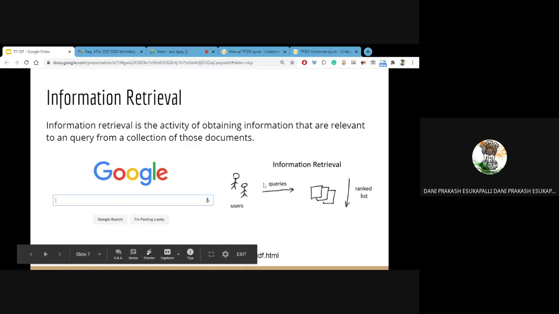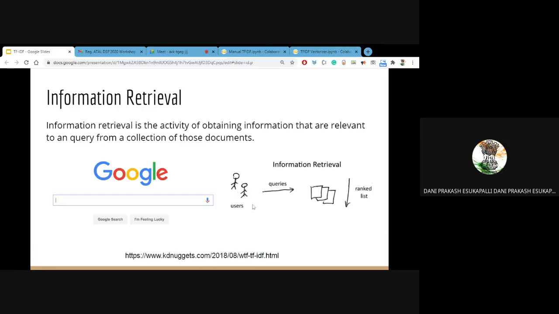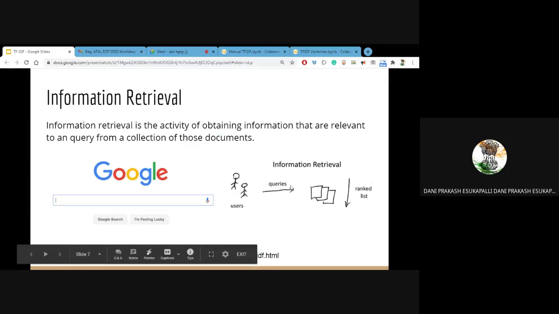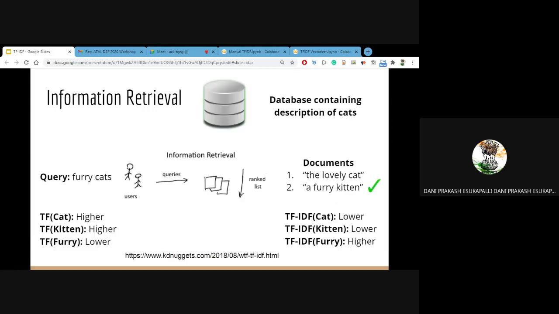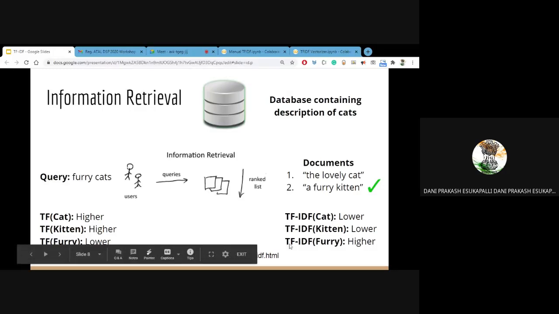It may take exact words, like it will match the exact words from the query and this list, and then it may give out the result like that. So we will see an example now. This is taken from this website, and they gave a nice explanation of this TF-IDF.